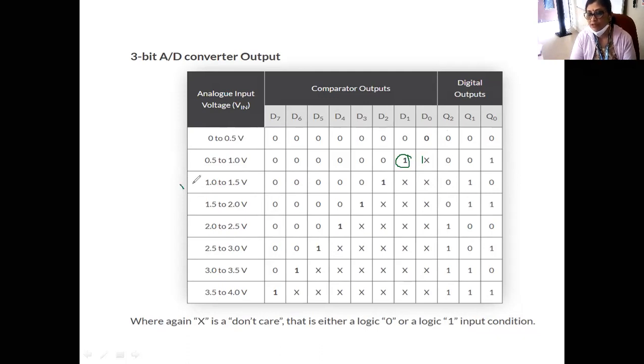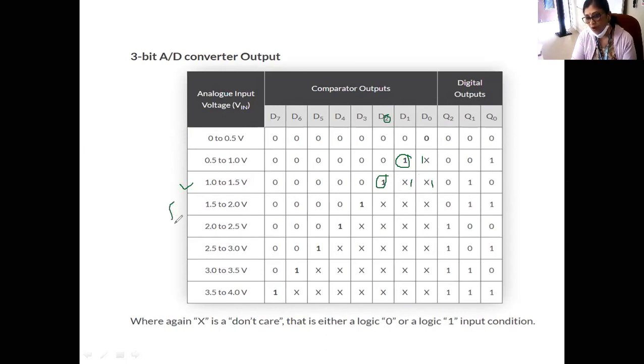Now here in this third case, what happens? The input voltage varies between V reference by 4 and 5 V reference by 8. So in this case, D2 will have output at logic 1, D1 will have output of logic 1, D0 will have output of logic 1, and here the priority of comparator 3, which is D2, is highest, and therefore it is going to produce the code corresponding to value 2, which is equal to 0, 1, 0.